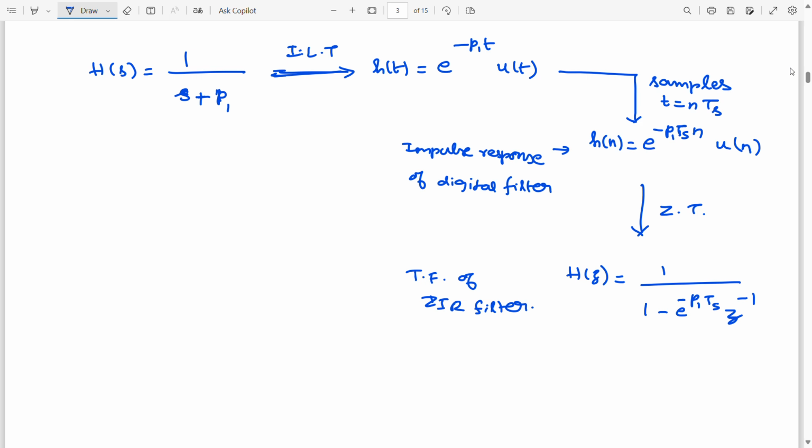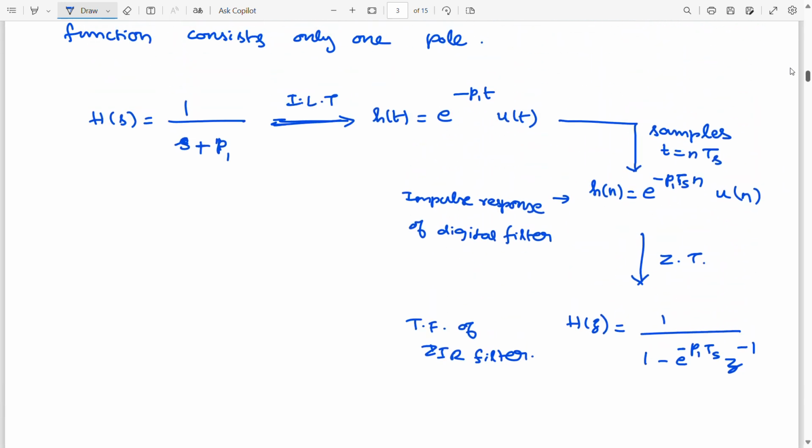So if any function in the transfer function of the analog filter is represented by 1 over s plus pi, it can be simply replaced by the function of the digital IIR filter, that is 1 over 1 minus e to the power minus p1 Ts z to the power minus 1, where Ts is the sampling time duration.